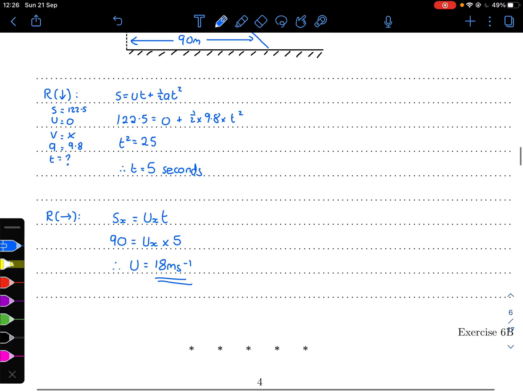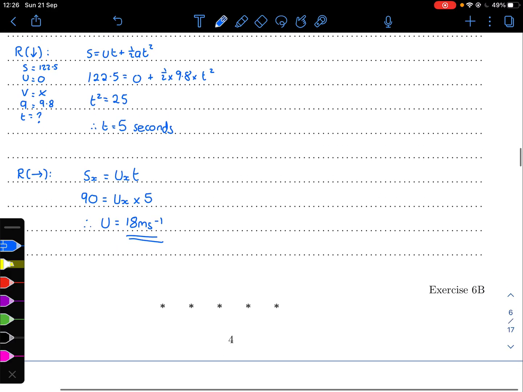Okay, that's the end of this section. If you want to practice the bits covered in this, then you can do so using exercise 6b from the textbook.